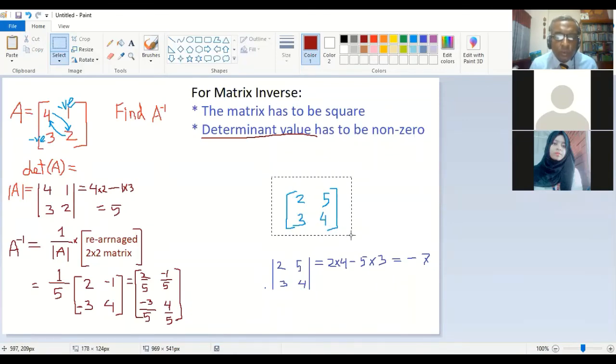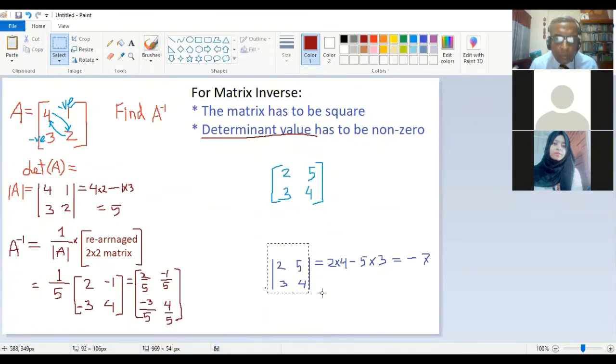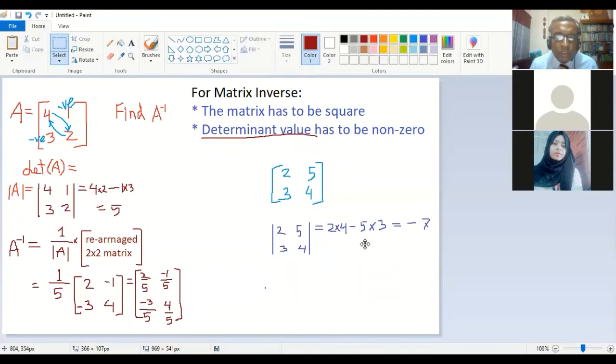If you ask me why it should be done, I can only answer in a way: if you do not do this, the inverse will not come. So this is how we do the calculation, and you can find the answer like this. Not necessarily do you have to multiply all the numbers by 1 by 5. It is your choice. You can keep it outside, or you can do the calculation with all the numbers inside the matrix. Both answers are the same. So this is A inverse. The final answer, A inverse, is this.